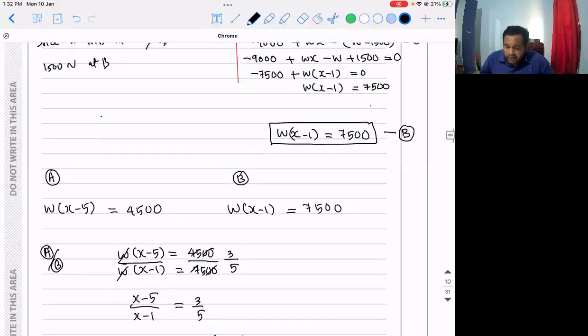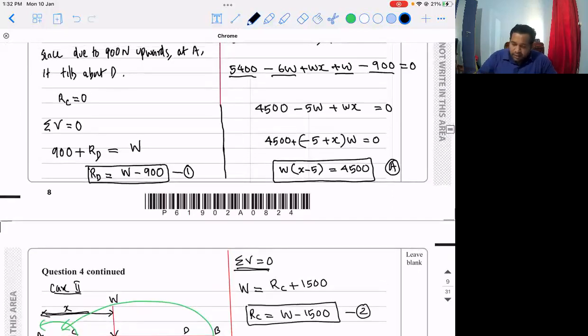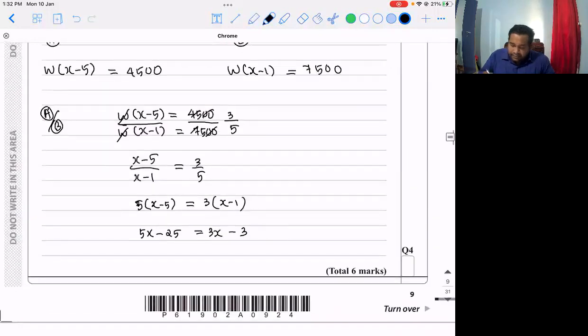Okay, so while doing equation A, while simplifying, I made a small mistake. If you're moving w times (x minus 5) to the other side, it should be minus 4,500, because if you're bringing 4,500 to the other side, it becomes minus 4,500. So while dividing, it should be minus. So here you have to put a minus. So it becomes minus 3 over 5.